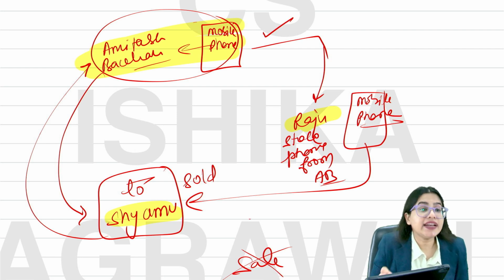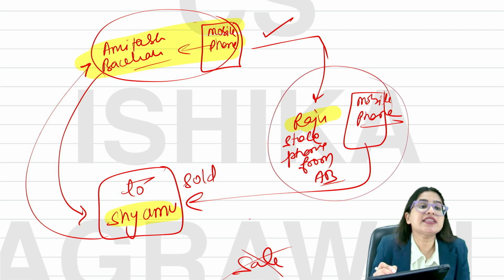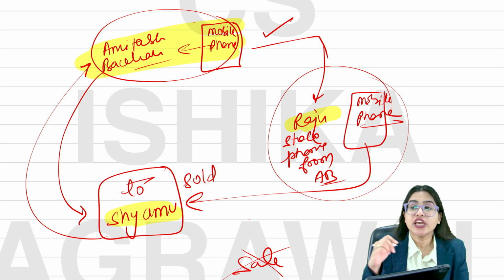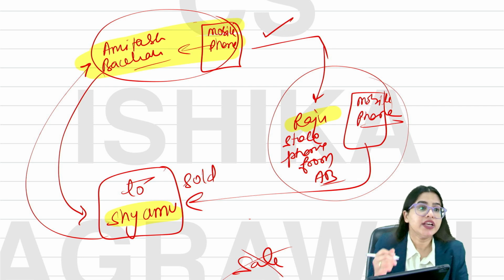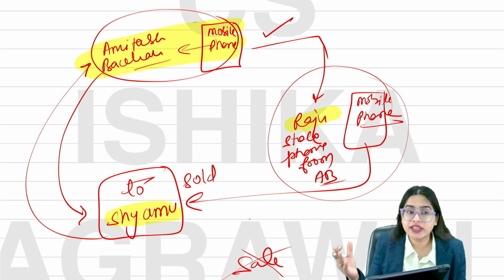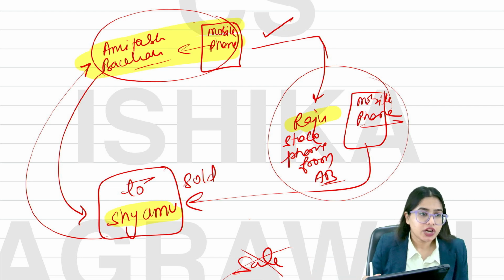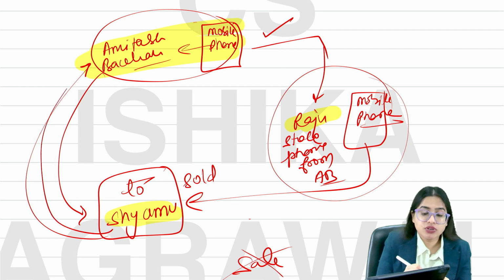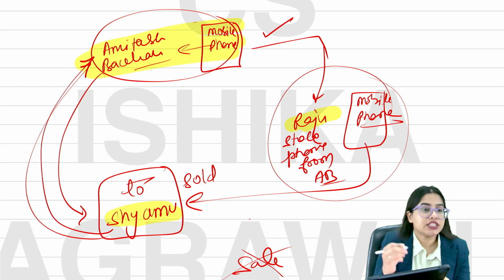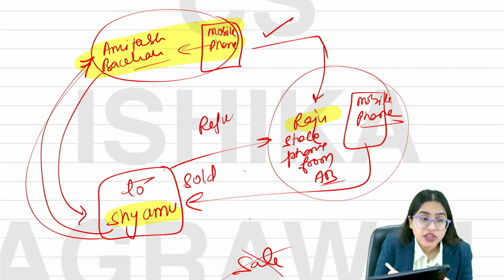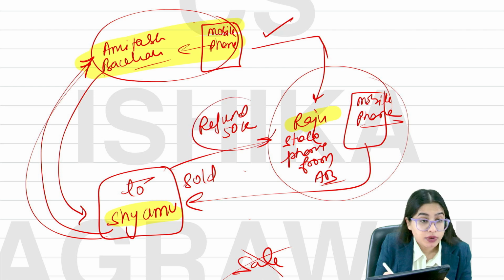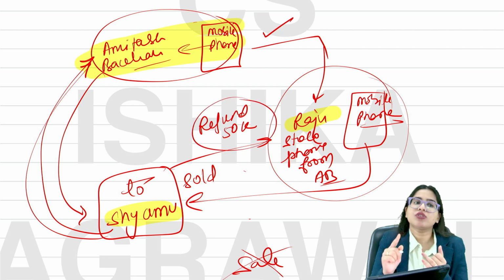This is an implied condition that if you're selling something, then you should be the owner of that. If you're selling goods, then you should have title of that. If it is a stolen good, then the implied condition is breached. In that case, of course, you can repudiate the contract. Shamu has to return this phone to Amitabh Bachchan, and let's say he paid 50,000 to Raju, so he can ask for a refund of his 50,000 from Raju. Along with that, he can also claim damages.